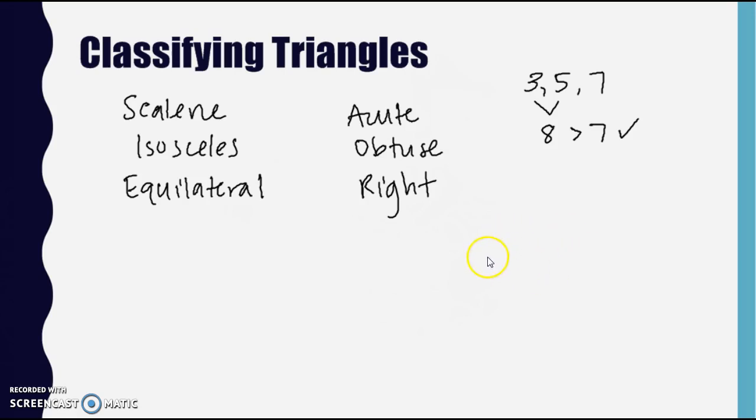All right, then we have to also decide if it's acute, obtuse, or right, right? Because you can look at the side lengths to tell if it's scalene, isosceles, or equilateral. We want to know about the angles as well.